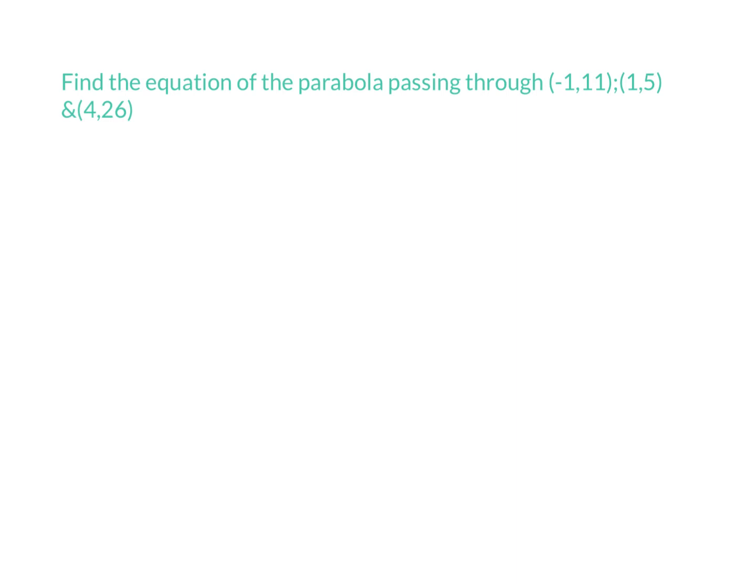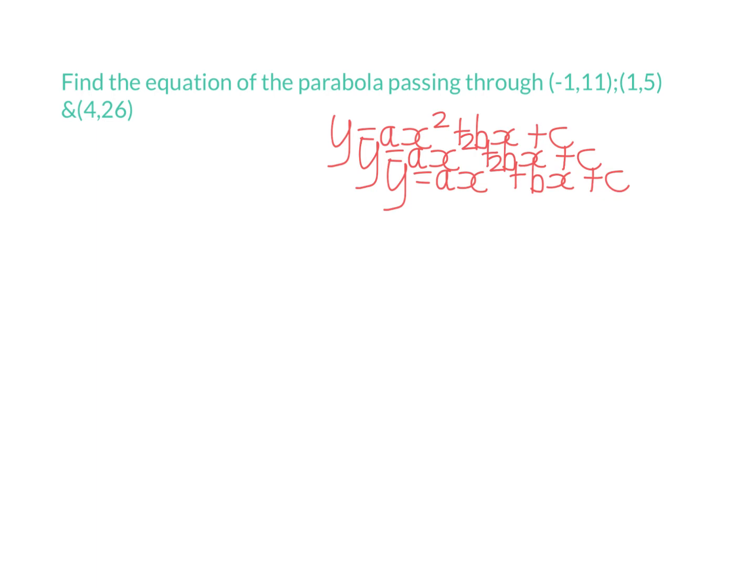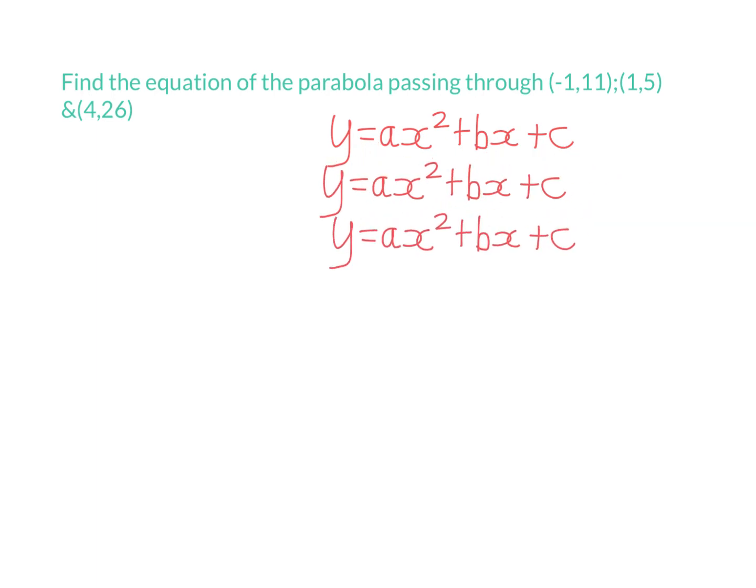But what we're going to do is we're going to write the equation of any parabola in the form y equals ax squared plus bx plus c. I'm going to substitute each of these points in one by one. Each point gets its own equation. So starting with -1, 11, I substitute y for 11 and x for -1. And then I do similarly for the other 2 points, 1, 5 and 4, 26.